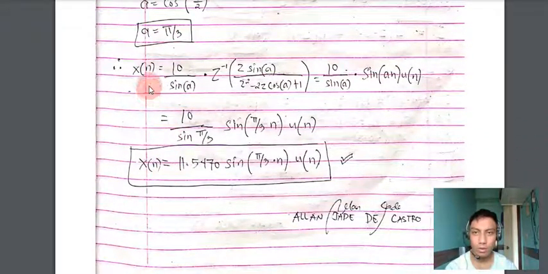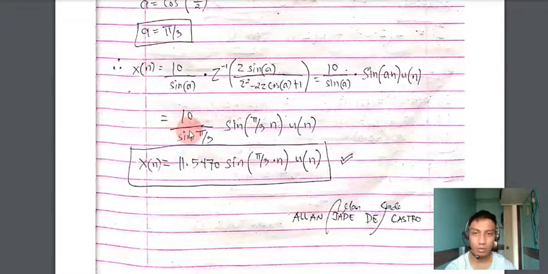So therefore, the inverse z transform of the given function is 10 over sine a multiplied by the inverse of z sine a over z squared minus 2z cos a plus 1, equals 10 over sine a multiplied by that function in line 9, sin a n u of n, where our a is pi over 3.